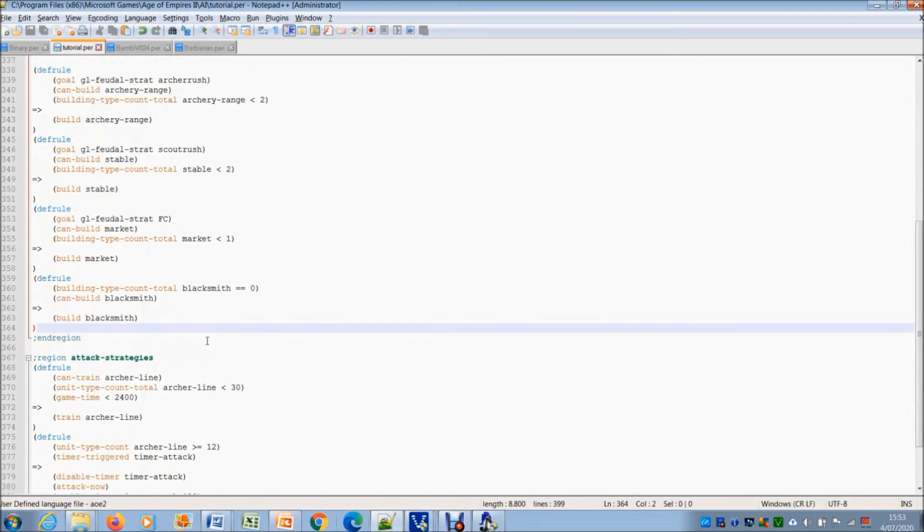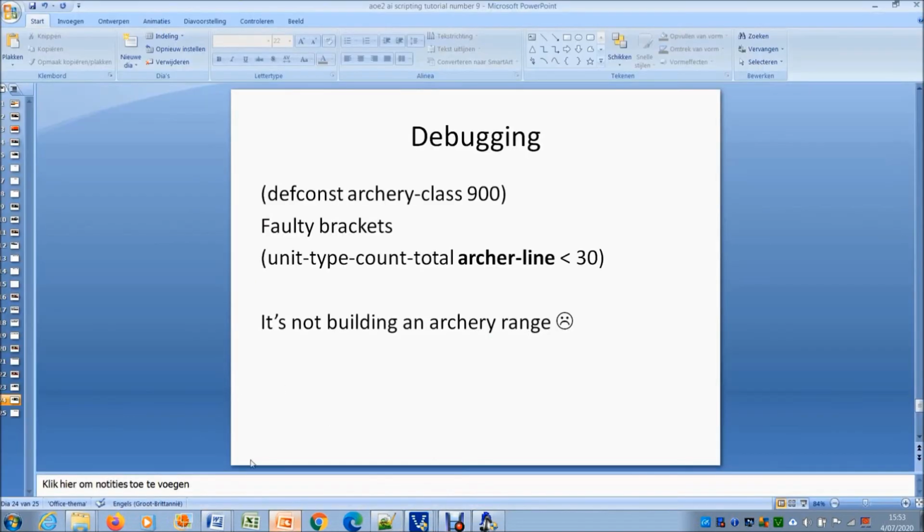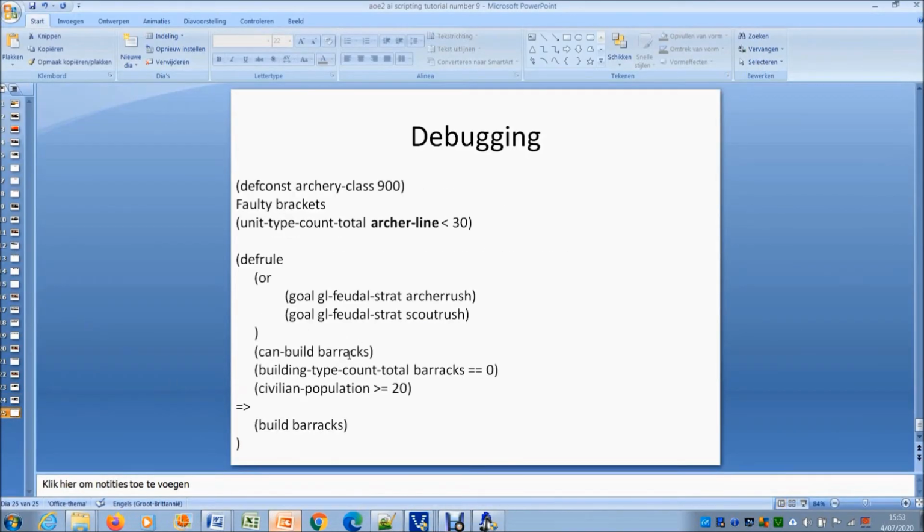Looks all fine to me. So what did we do wrong? Well, we've forgotten something very sillily. We can break our heads over why not. And this is part of the debugging. This is why I'm stressing it so much, because sometimes it's so silly. You can be looking ages for what the problem is, look at strategic numbers and whatever. And then you suddenly realize, damn, I forgot to program to build a barracks. Of course, without a barracks it won't build an archery range or a stable.